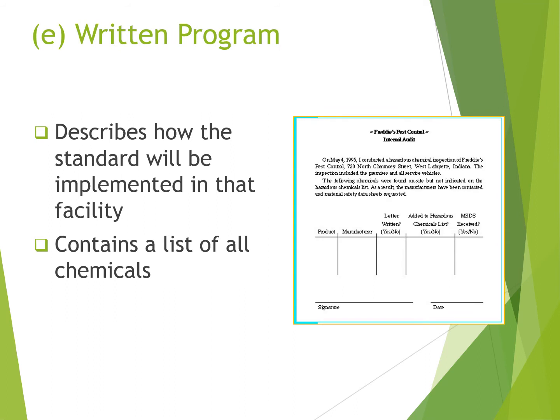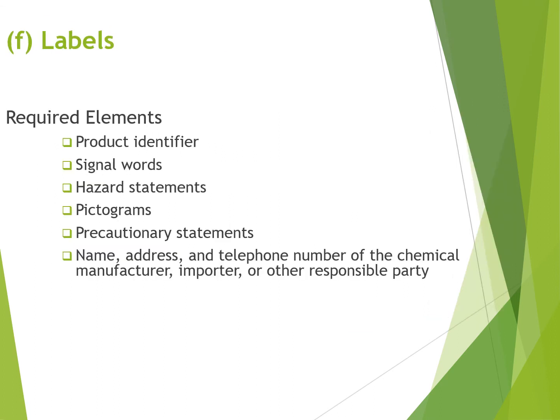And it does also have a list of all the chemicals, so that's something that's available. Labels, we'll talk a little bit about labels. The label needs to have a product identifier, basically what it is, the signal word, which is the hazard, either danger, warning, something like that. A hazard statement, we'll look at that in a second. The pictograms, we'll look at that, and then any precautionary statements and information on the manufacturer.